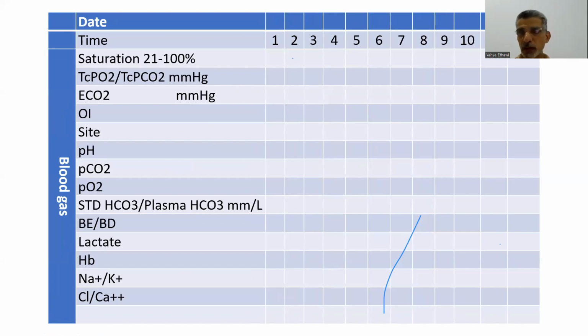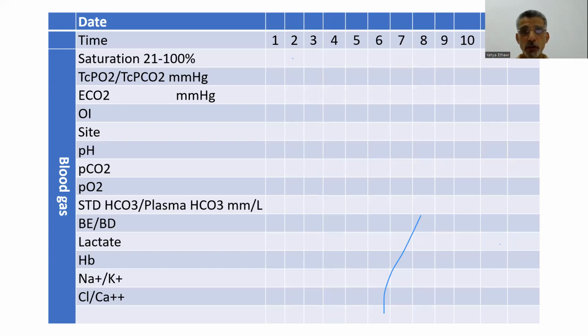When we write the blood gas, we write the saturation. Remember, in the previous slide we wrote the FiO2, how much we are giving, and now we are measuring how much we are getting. If we have it, we can also write the TcPO2 and TcPCO2, which are usually measured in millimeters of mercury. We can also write the end-tidal CO2, which is the CO2 measured in the machine, while the TcPO2 and TcPCO2 are measured from the skin. We can also write the oxygen index, and I will teach you later what the oxygen index is.